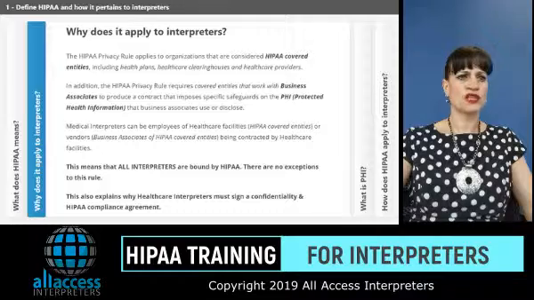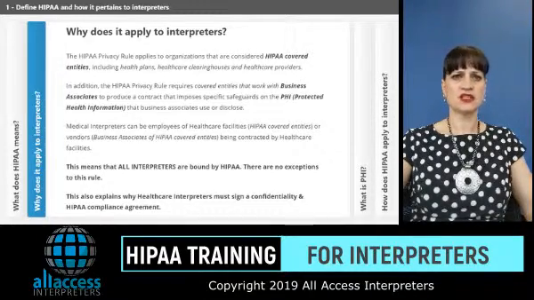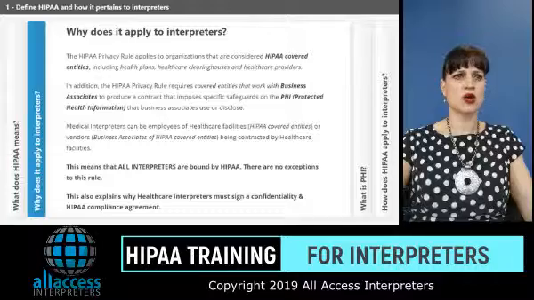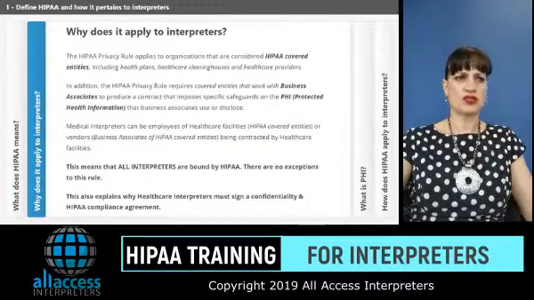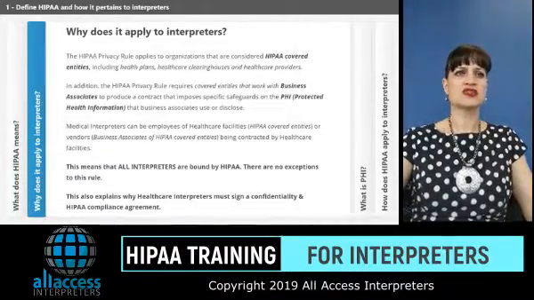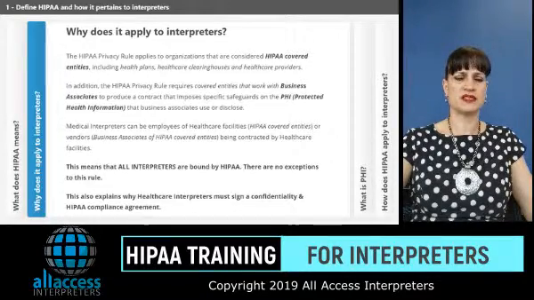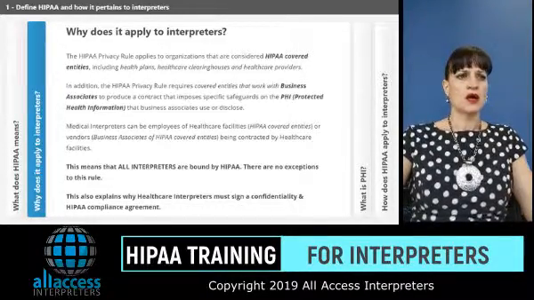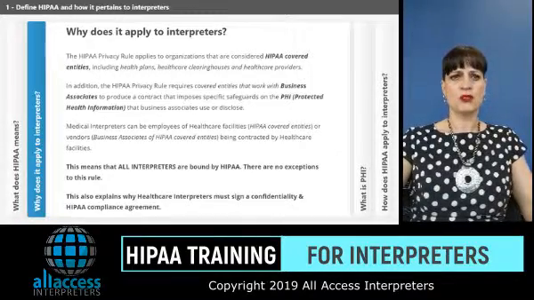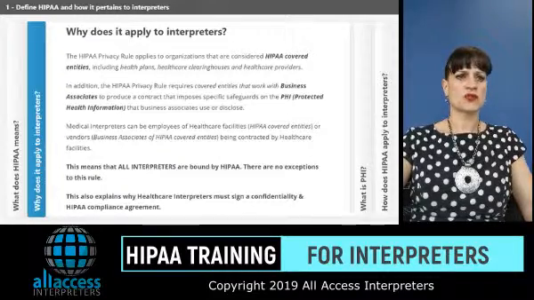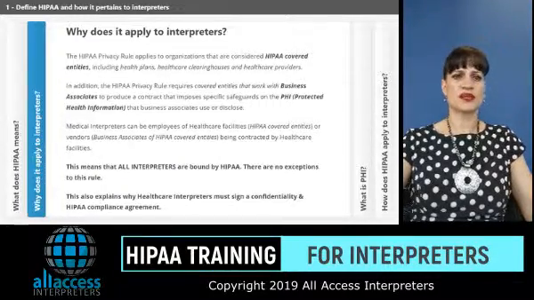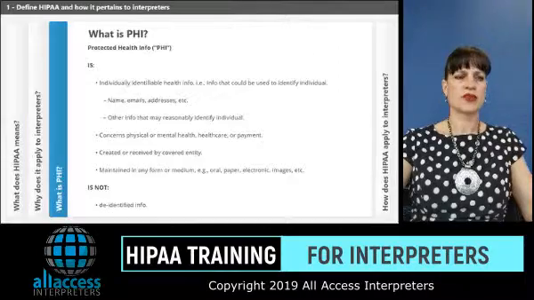So medical interpreters can be employees of healthcare facilities, which would be HIPAA-covered entities, or they could be vendors, in which case they are business associates of HIPAA-covered entities. This means that all interpreters are bound by HIPAA. There are no exceptions to this rule. This also explains why healthcare interpreters must sign a confidentiality and HIPAA compliance agreement, and all of you did that working for us.